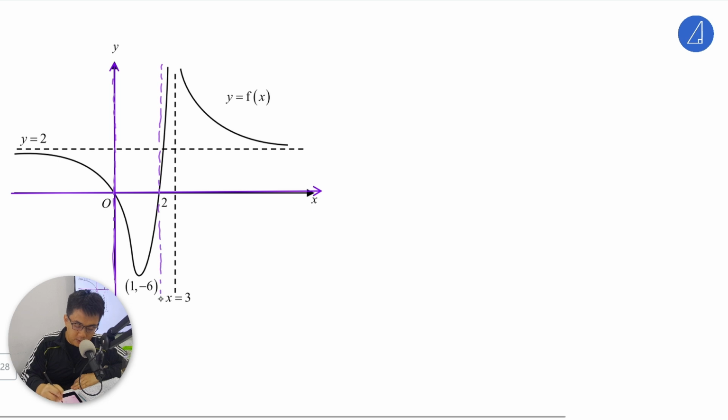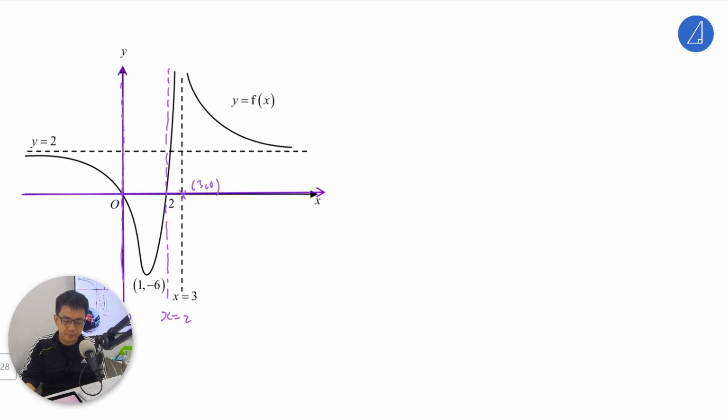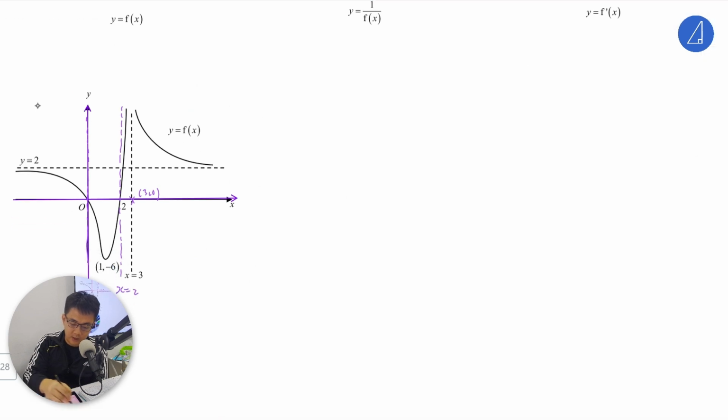The x-intercept becomes the vertical asymptote, so you have x equals to 2 here as well. Then the vertical asymptote becomes the x-intercept. Just put 3, 0 here. Okay, 3, 0 here. Anyway, okay, this graph here, take note, draw it.